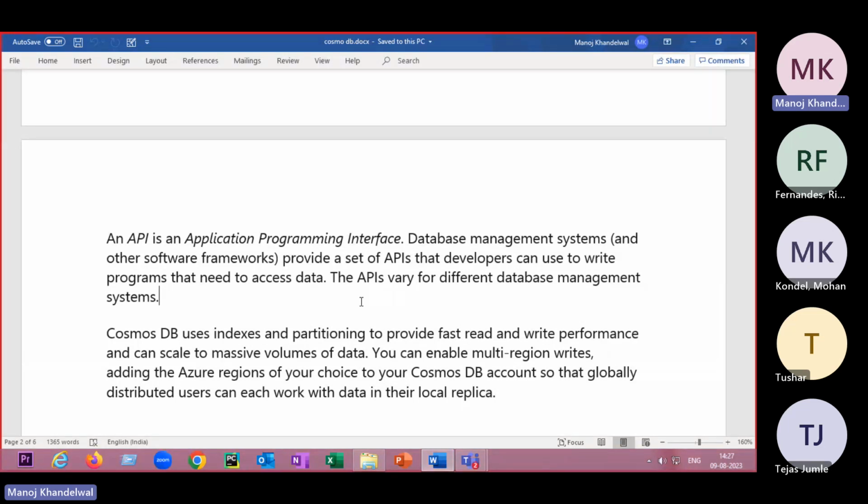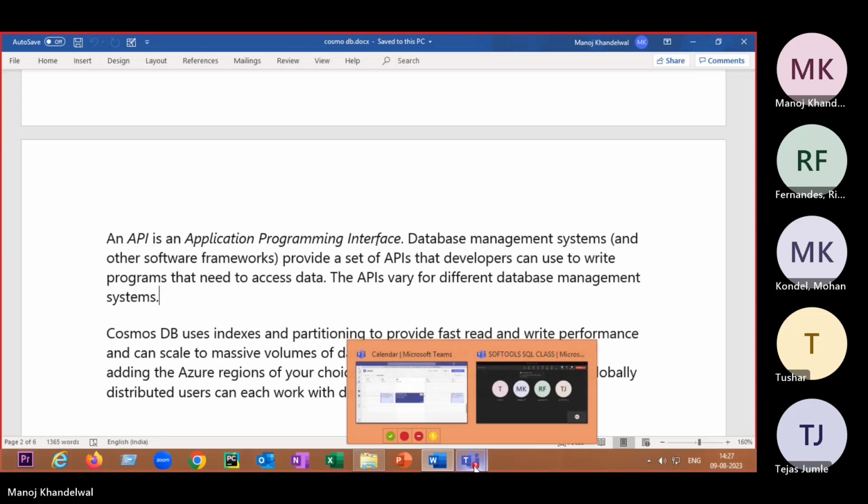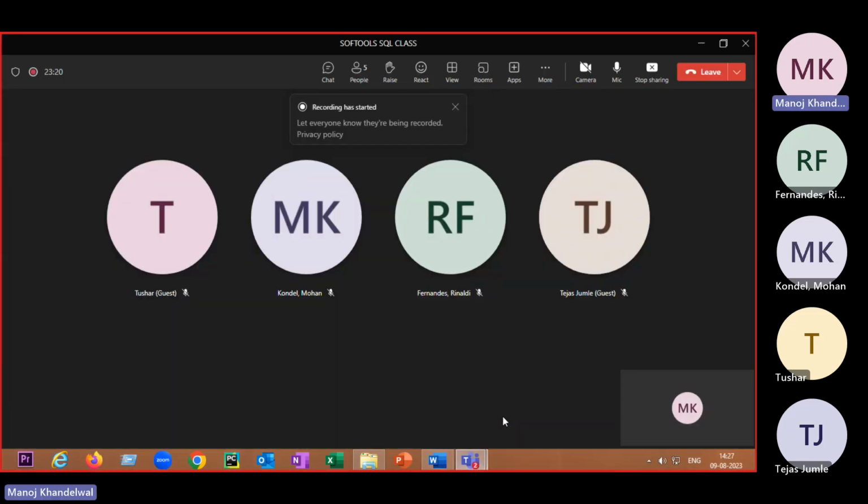Is this clear now? Did you get the idea? Who asked the question? Tushar, you had asked the question, right? Yes? Mohan had asked. Okay. So Mohan, are you getting some idea?